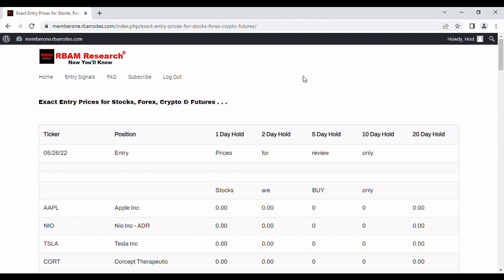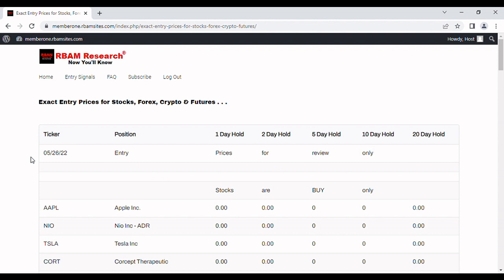We're going to do a brief video about Swing Trading Forex, and stick with me to the very end when I'll show you how to get these swing trading prices for free at RBAMResearch.com. This page in front of us is logged in on RBAMResearch.com. This is put up every day and it shows you the various swing trade entry prices. You can use these for a variety of things, and one of them is swing trading.